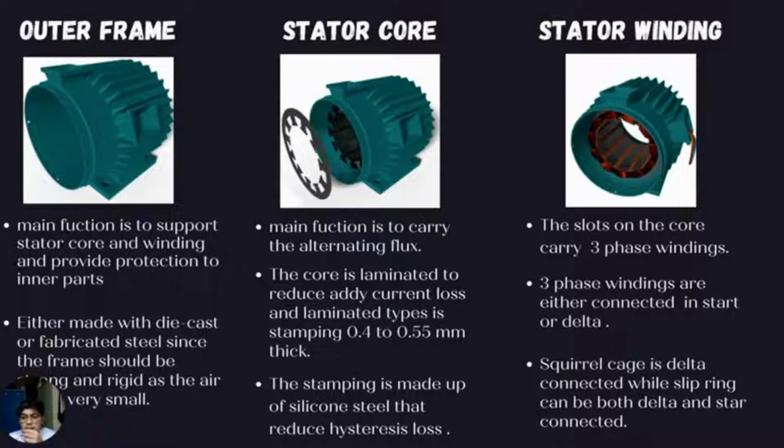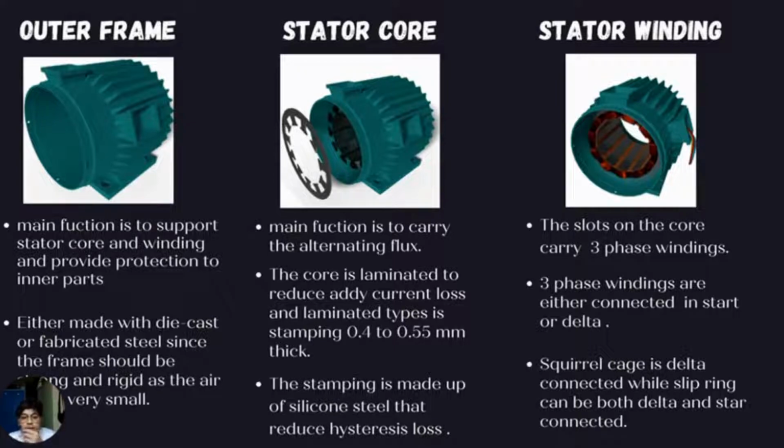Next, the stator frame is the outer part of the stator. Its main function is to support the stator core and the field winding, and also to provide protection to the inner parts. The frame is either made of die-cast or fabricated steel. The frame should be strong and rigid as the air gap is very small.